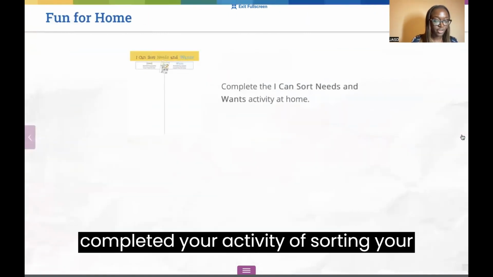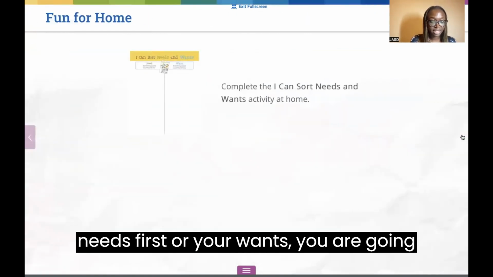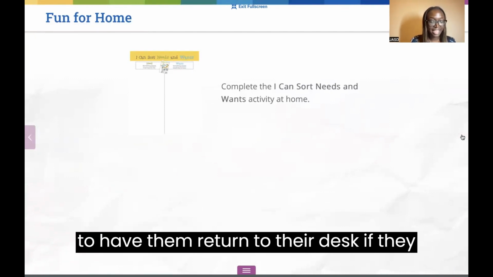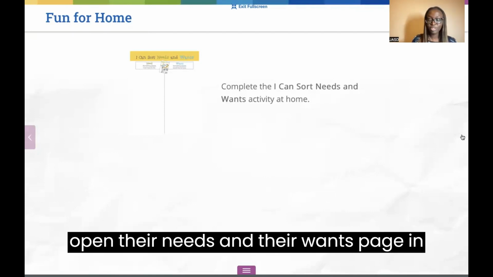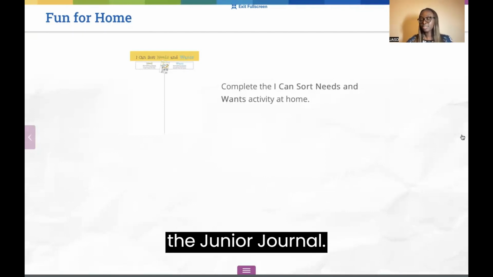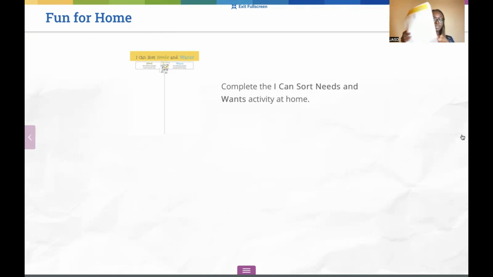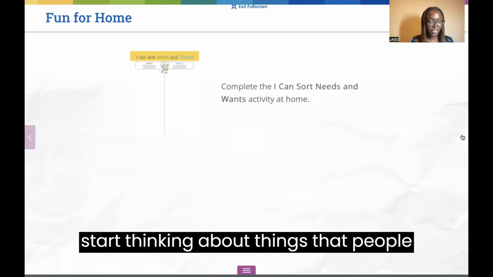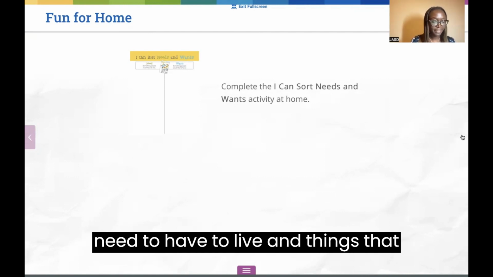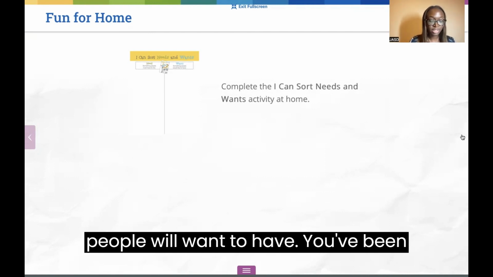Once you have completed your activity of sorting your needs first or your wants, you are going to have them return to their desks if they are sitting on the carpet and have them open their needs and their wants page in the junior journal. Once they have this, they're going to start thinking about things that people need to have to live and things that people would want to have.